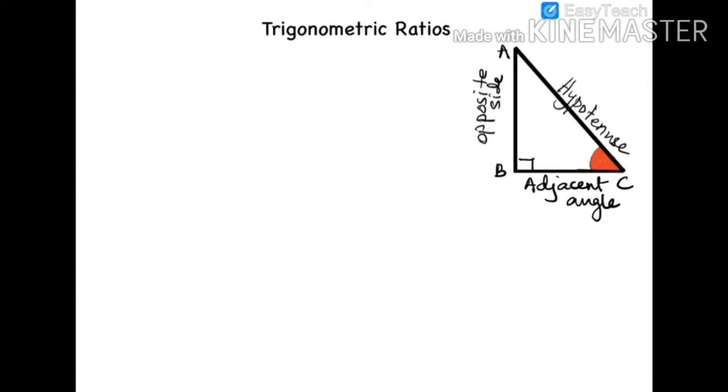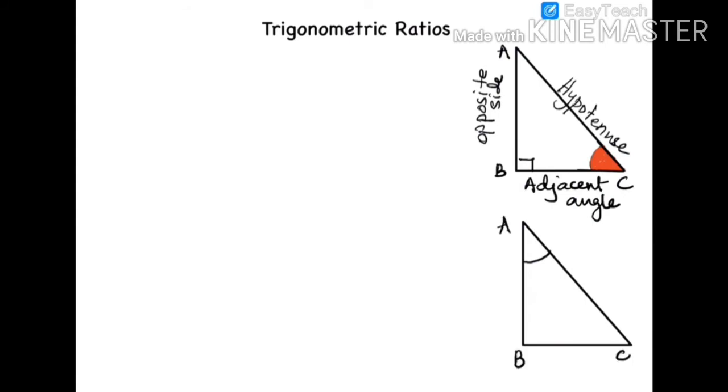Now understand, if I consider angle A in this triangle, then the opposite side will be BC, adjacent side will be AB, and hypotenuse will not change. So keeping this in mind, let's continue to find the trigonometric ratios for angle C.